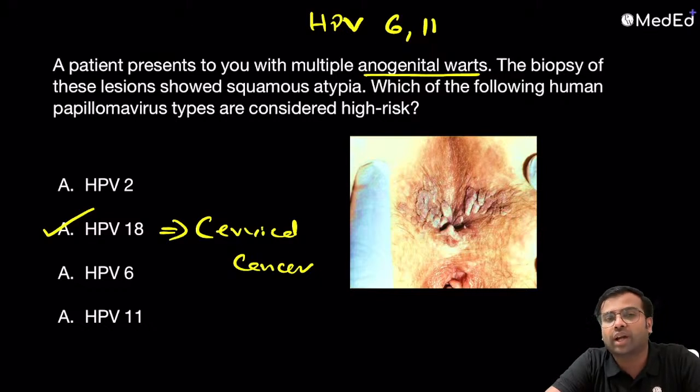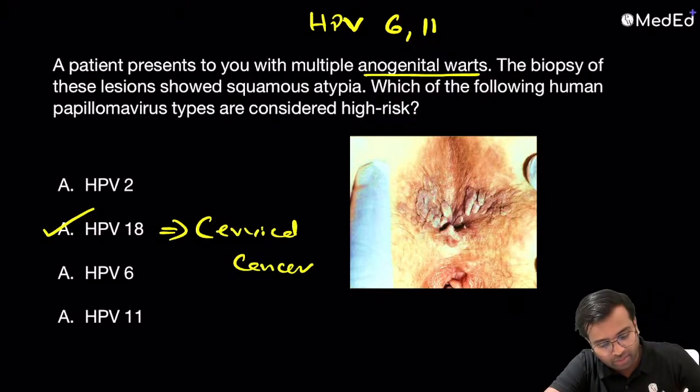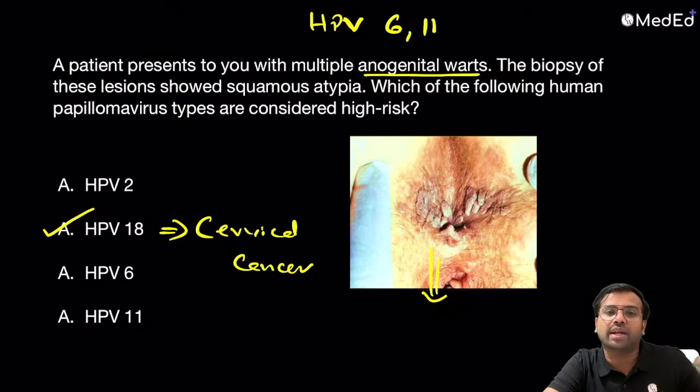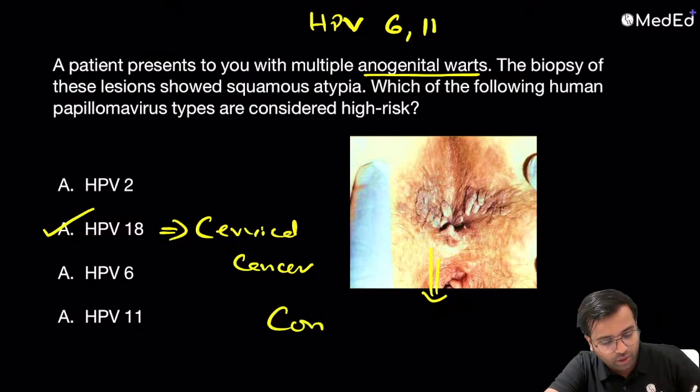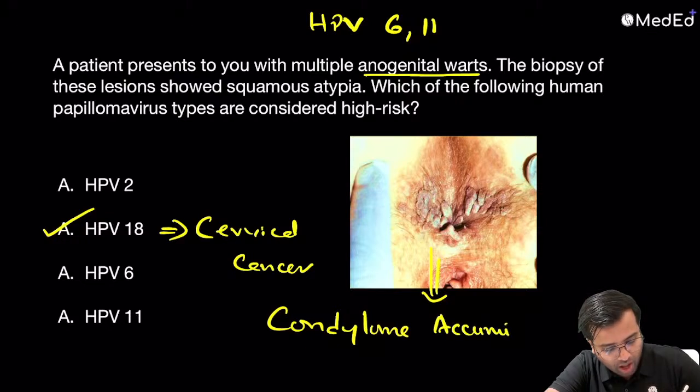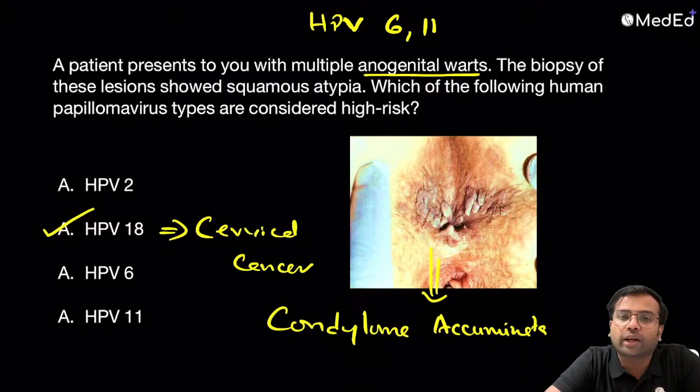Now, one more thing that I would like to ask you here is, what do you call anogenital warts? So in this image, you can find that there are some anogenital warts. What is the medical terminology for anogenital warts? They are usually called condyloma acuminata, which is caused due to HPV 6 and 11.